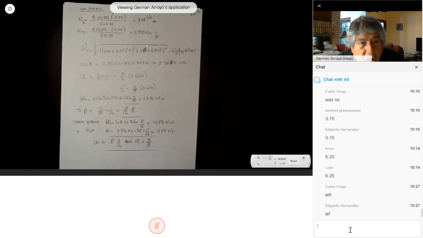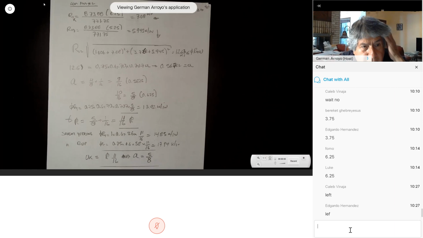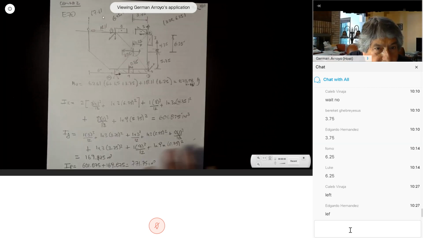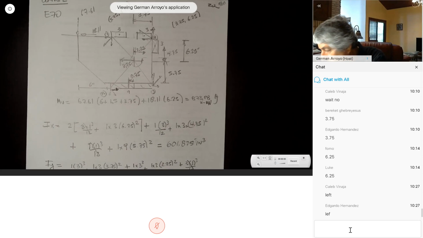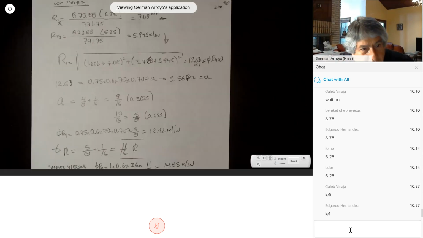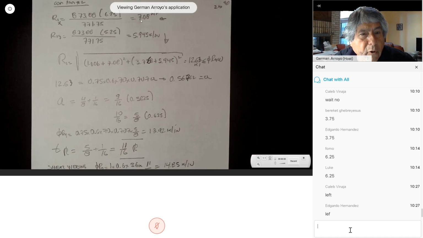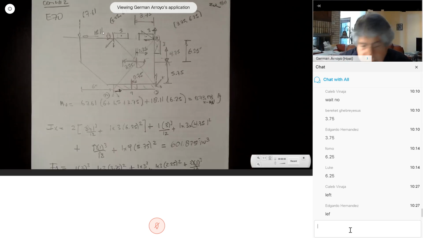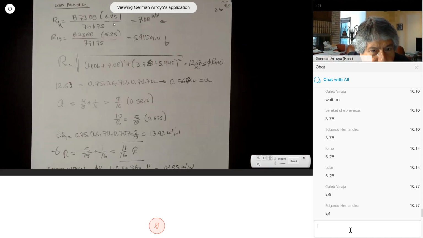On the next page, I computed the component in x due to the moment times the y distance. This is the y distance over I sub p, I sub x plus I sub y. It gives me 7.08 kip/inch to the left. The component in y is the same moment, but this is the x distance from here, 5.25. Divided by the polar moment of inertia, it gave me 5.945 down.